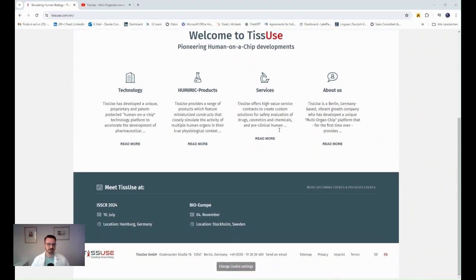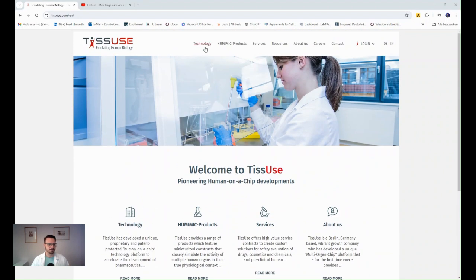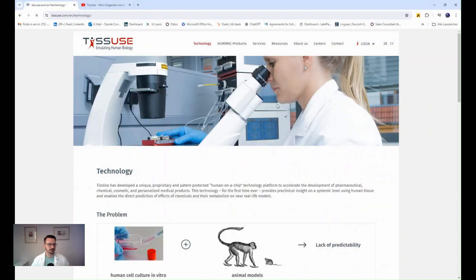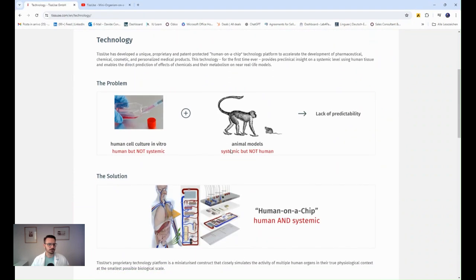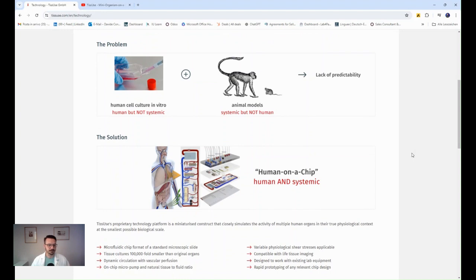And so here's the homepage of Tissues, and under technology we can see a little bit what it is that they want to tackle as a kind of issue. It's not just about having a good in vitro system that is working, but having something that is systemic. You have all the different organs playing together, and this is really what they're trying to do, having all different kinds of organs in a single chip.